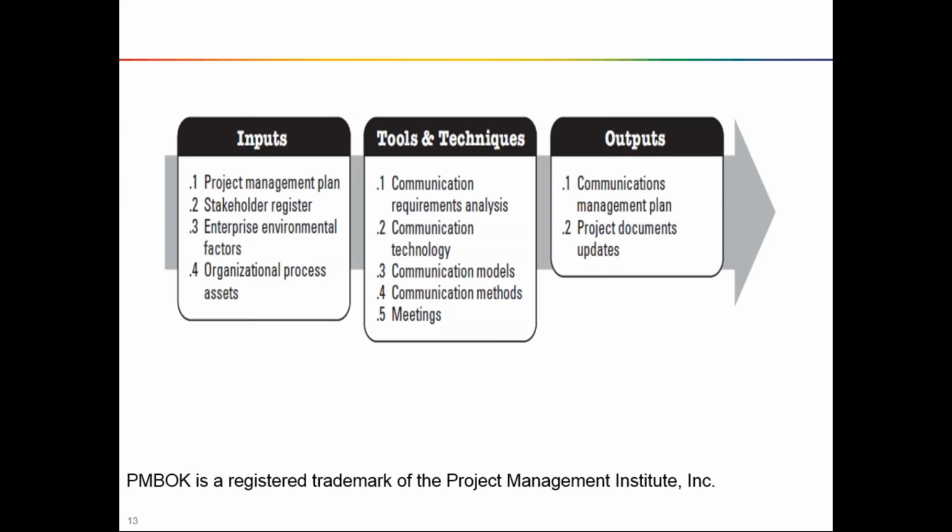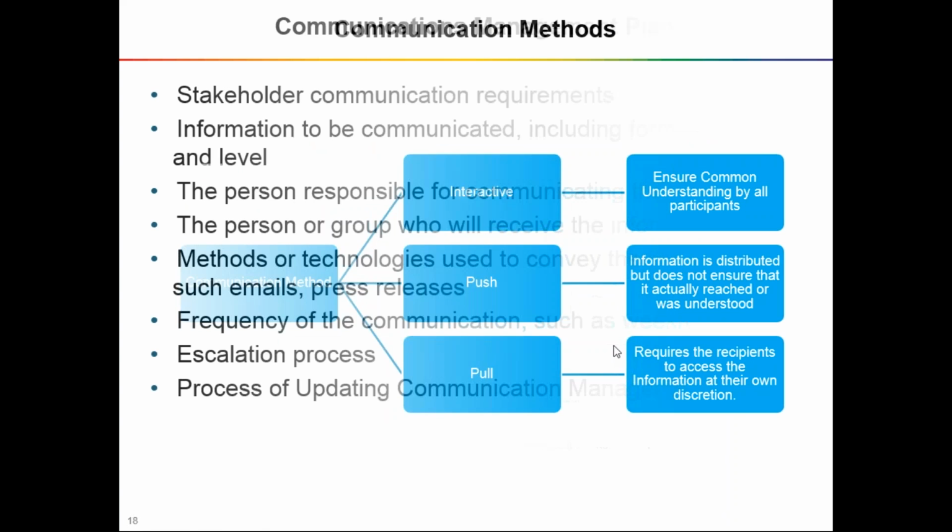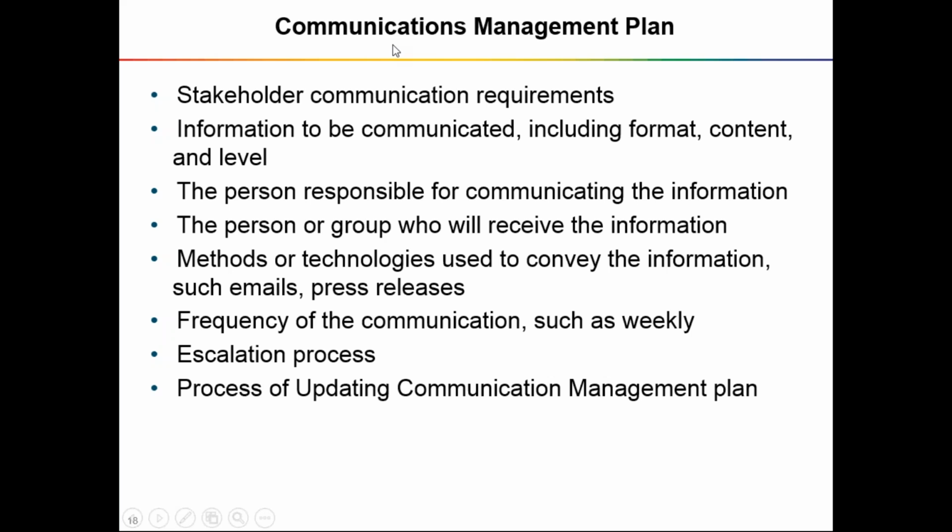All these tools and techniques will be used, and it gives us an output as the communication management plan. This communication management plan will have certain things which we will quickly glance through. What are the main things comprising the communication management plan? Stakeholders' communication requirement, the main thing for which we have done all this hard work. Information to be communicated, including format, content, language, extent of the information.